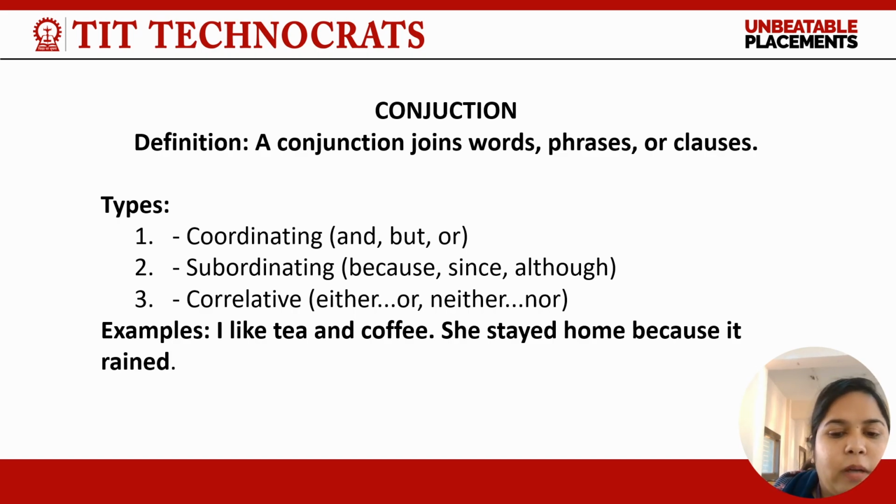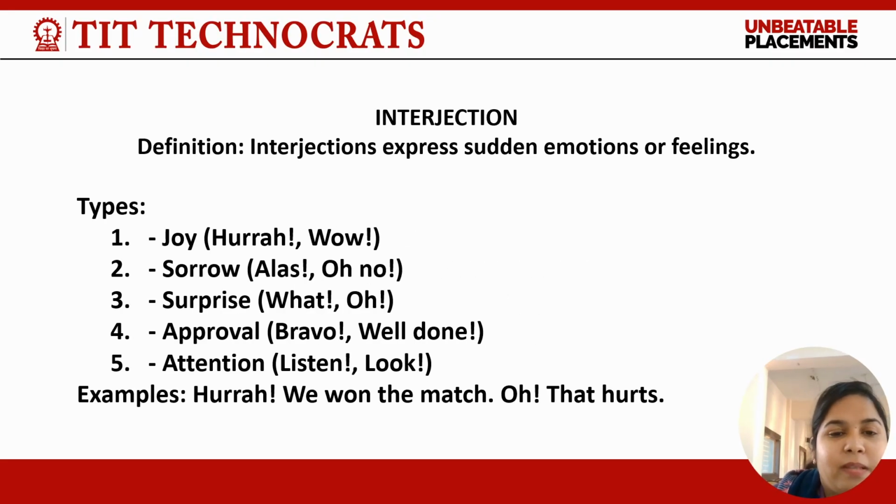Now, let's have a look at interjection. This is the last and the eighth type of part of speech. Interjection expresses sudden emotions or feelings. Yes, we use it in every single moment, to celebrate something, or when we are low or in sorrow. When we are surprised, we use such interjection words. We always try to use them just to give an expression.